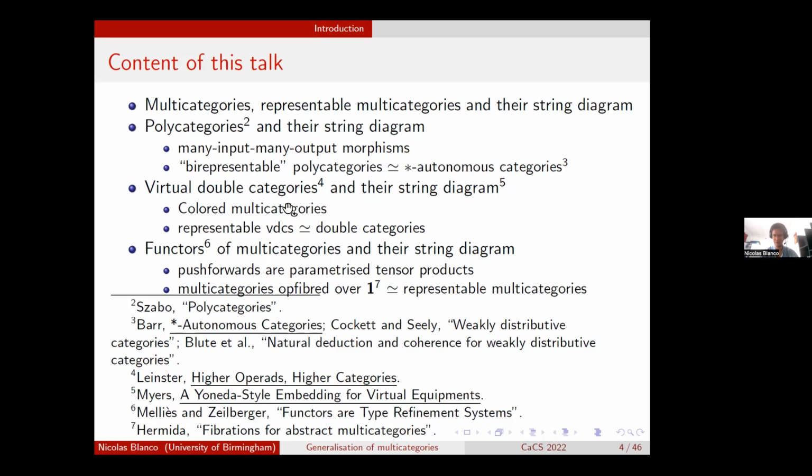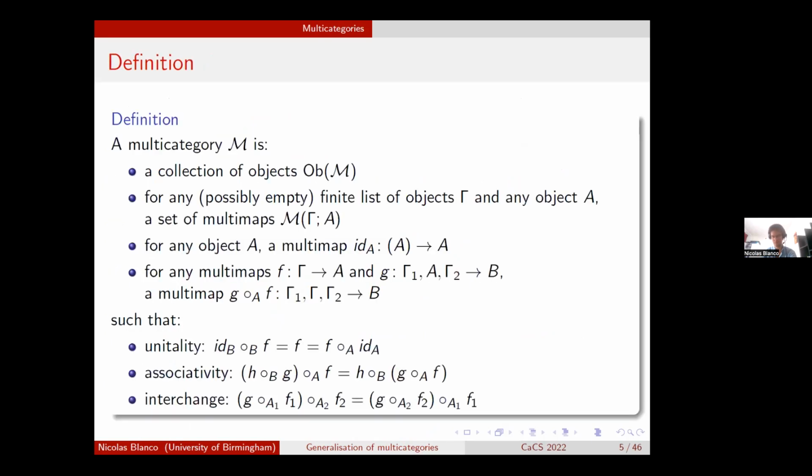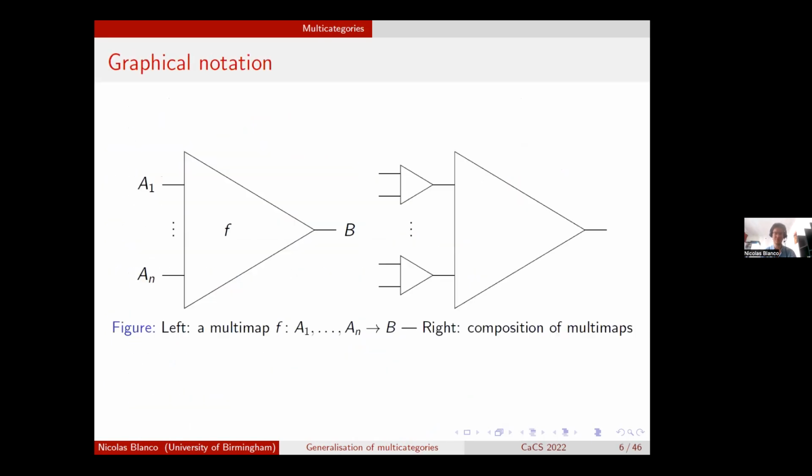So I guess I will go to multi-categories then. I will try to spend some time on this to get really the intuition of what's going on. But I will skip the definition because, like I said, multi-categories are just categories, but where the map has multiple inputs. So you have multi-maps in a multi-category, where the domain is a finite list of objects, and we represent them graphically in this way.